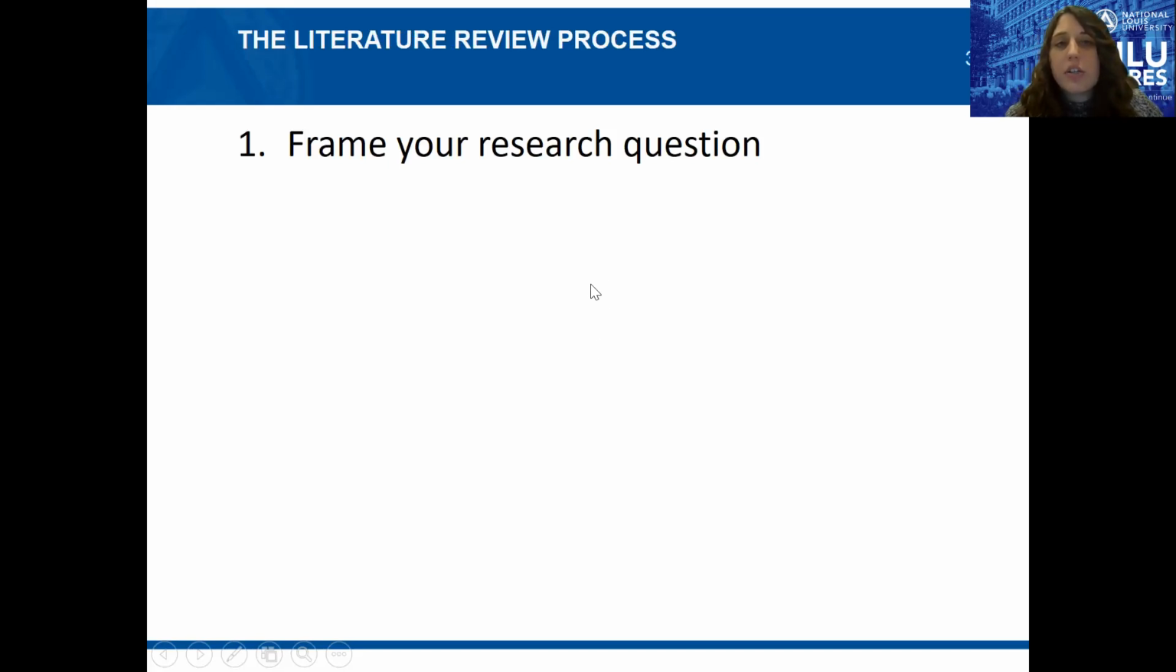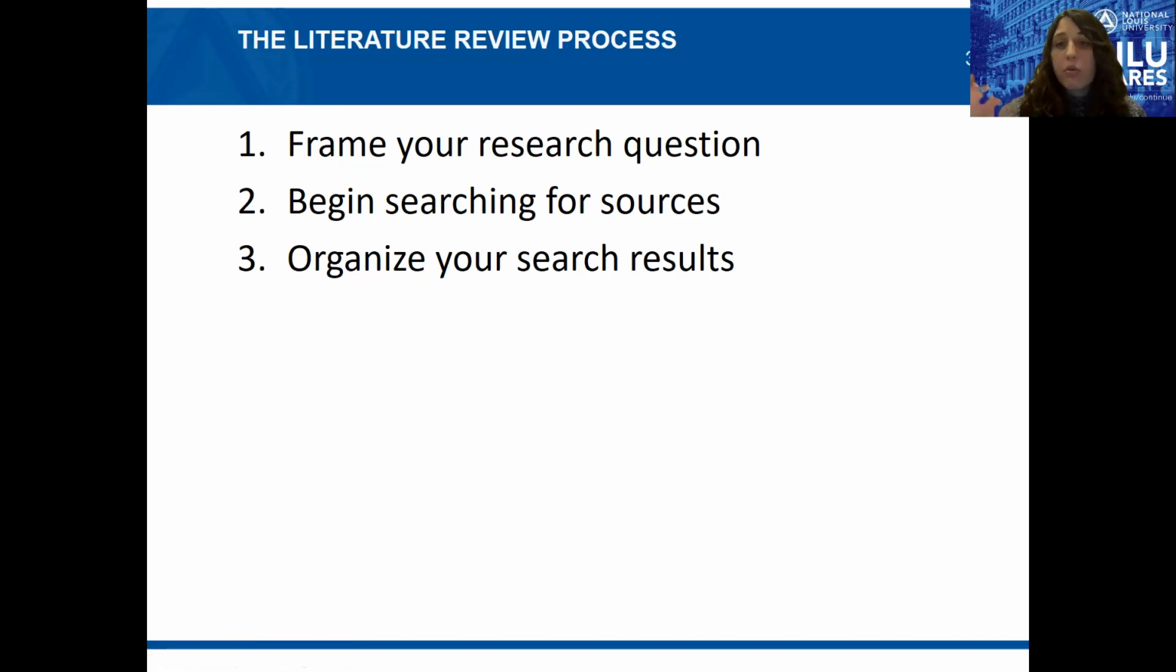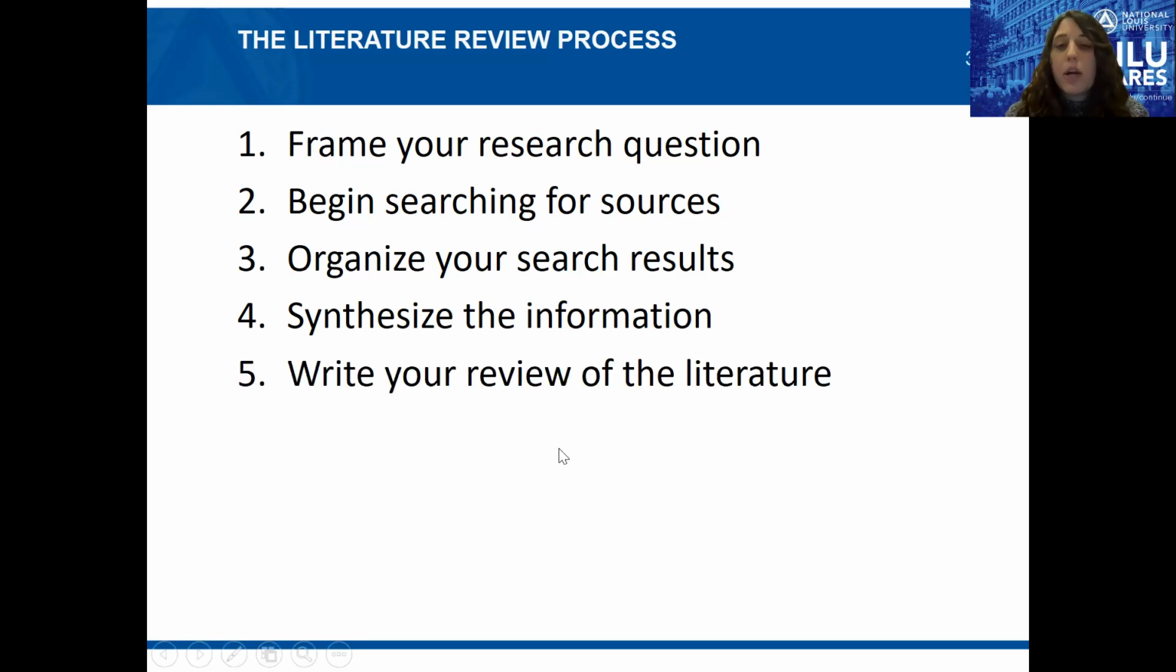So some steps you can take during the literature review process are first framing your research question. So making sure you have a really good research question down pat before you begin anything else. Then you start looking for sources, and I'll show you a little bit more about how to find articles and use the library databases. The next step will be organizing your search results. So really going through all the articles you found and looking for how they connect. Then you're going to synthesize your information. So really see what is important to take away from those articles and how they back up and support your research question. And then you can finally write your literature review.